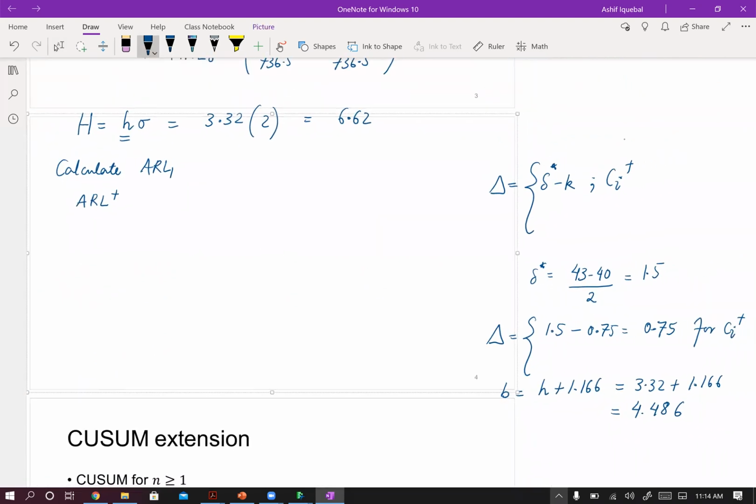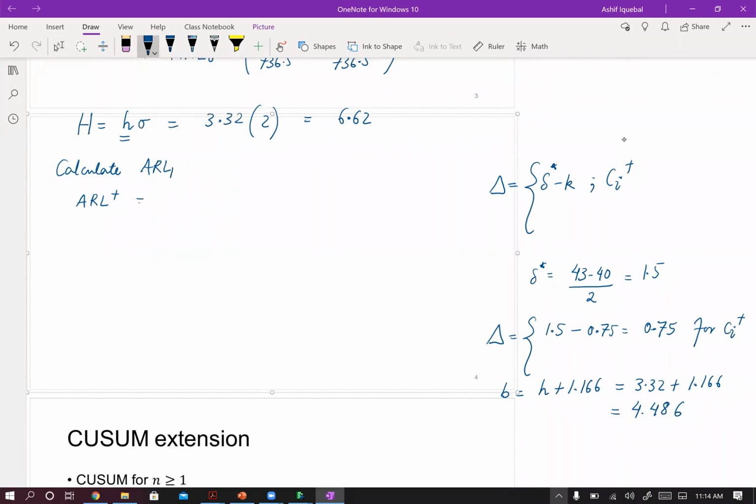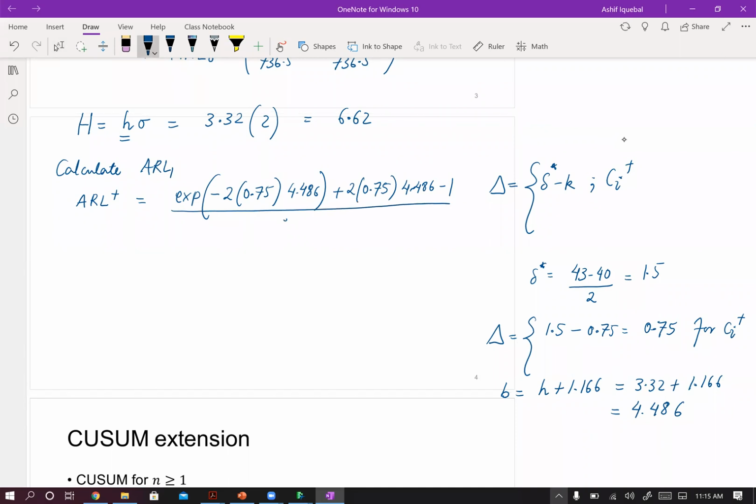So let's plug in the values and we'll get the answer by using the formula for ARL plus. This will be equal to EXP minus 2 times delta. Delta is 0.75 times B, which is 4.486, plus 2 times 0.75 times 4.486 minus 1 divided by 2 times 0.75 squared. If you calculate this, you will get 5.11.